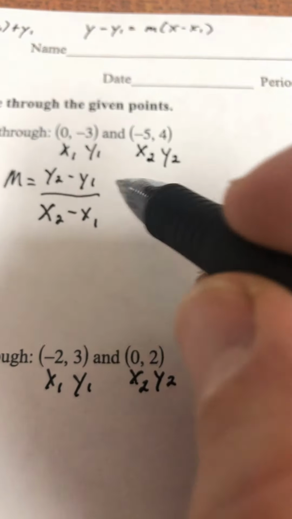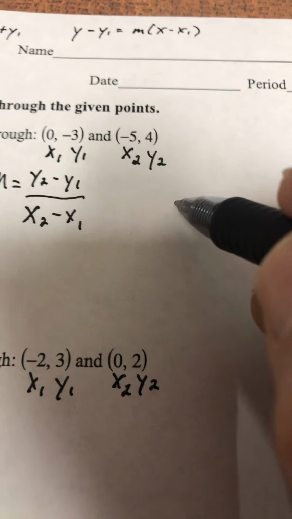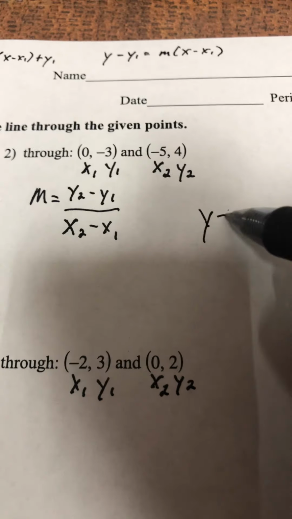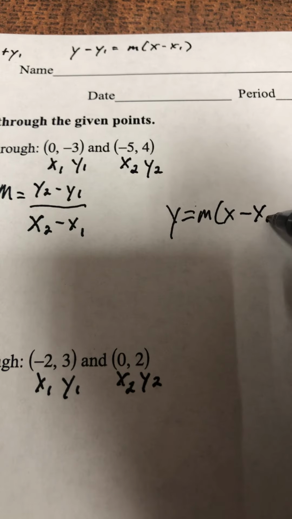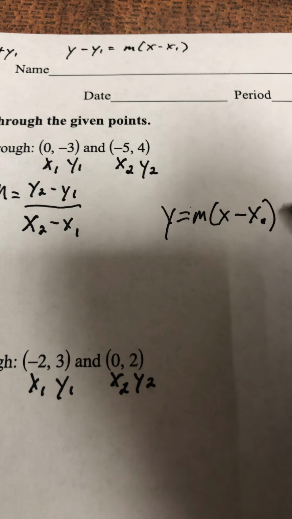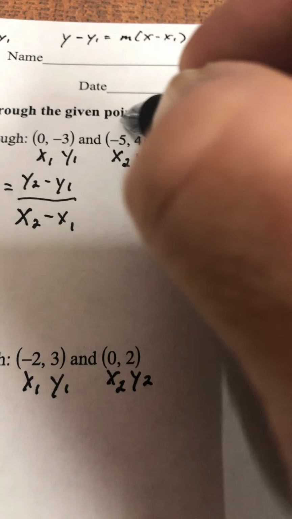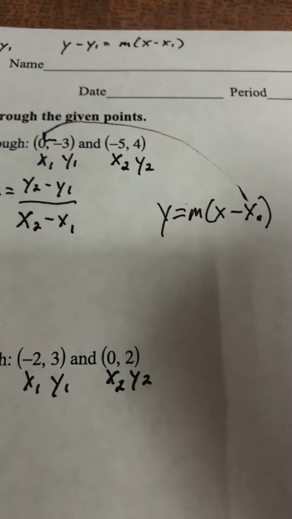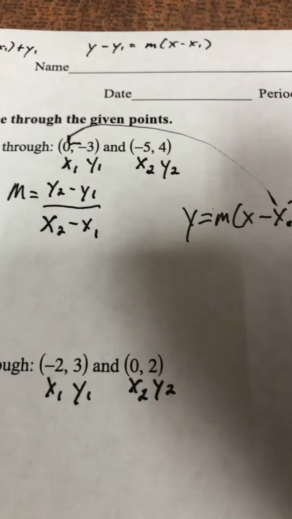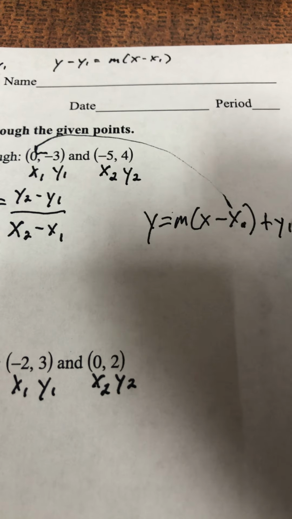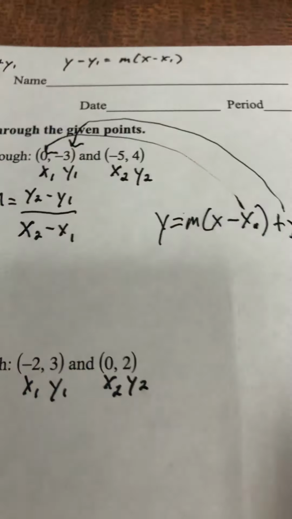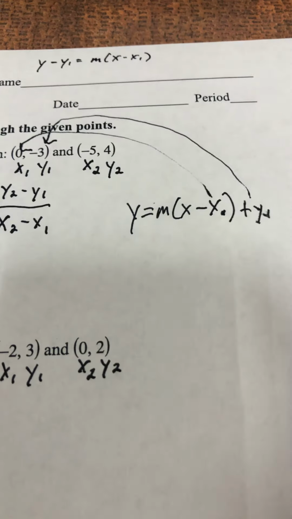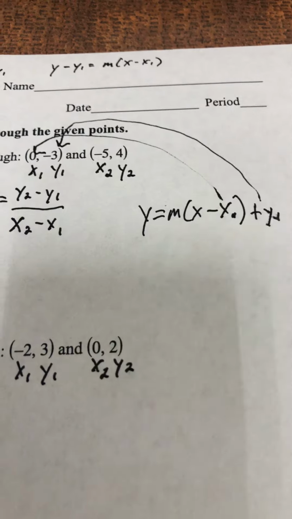Label them first. And then after you figure out the slope, you're going to plug that into y equals m, and then x minus your x1. This x1 comes from over here. Okay? And then it's plus y1, plus your y1. And that y1 comes from over here. Okay? And just go ahead and use those. All right? And then solve it, and you're all set.